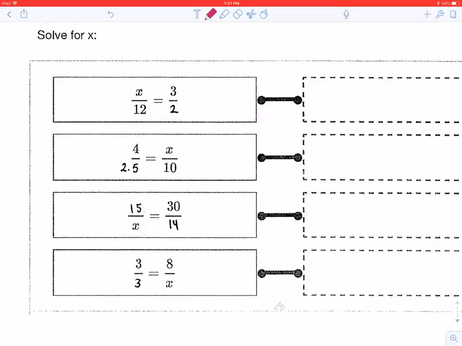Now, for the first one, I would recommend to do it mentally, because if we look at the denominators, the bottom numbers, then 2 to get to 12, that's a pretty straightforward operation. You're going to multiply by 6. So that means that the top number, this 3, you're also going to multiply it by 6 to determine what the new value of x is going to be. And 3 times 6 equals 18.